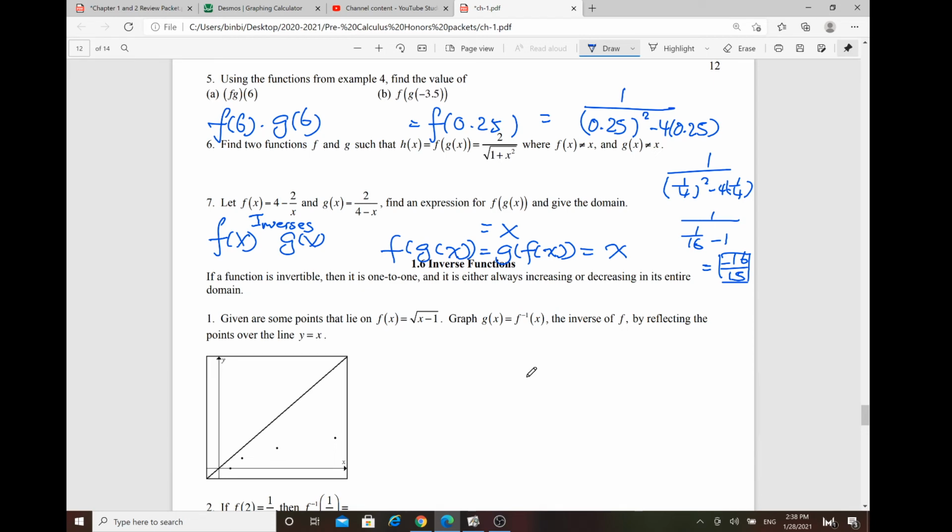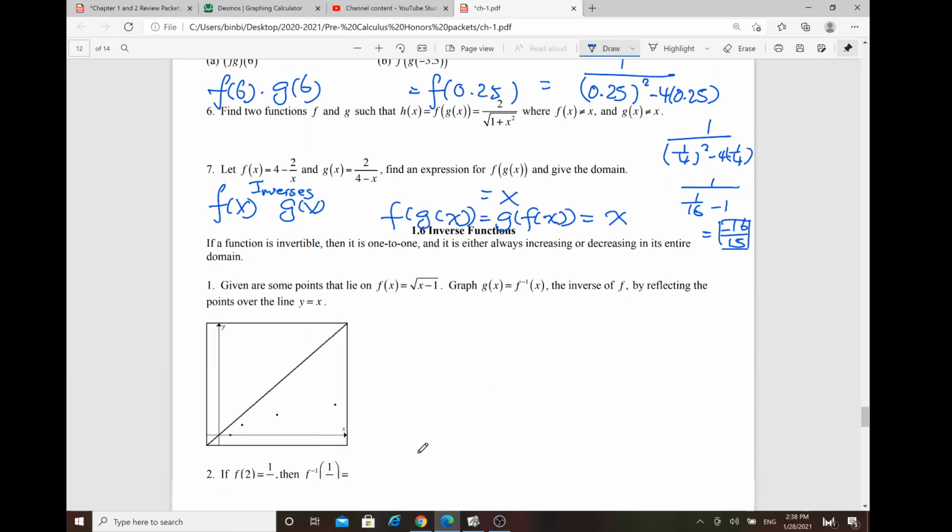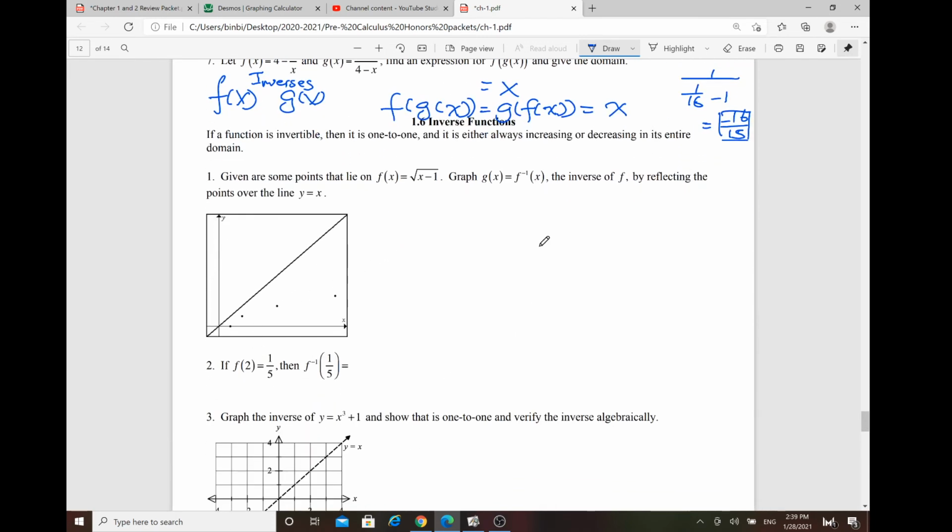So this one is linking to the inverse functions. The way to find the inverse, there's always a line of symmetry, y equals x. So give some points on the line of f of x equals square root of x minus 1. Okay, right here. And then the inverse, you just need to swap the x, y values. So just swap them. If that's 1 comma 0, that turns out to be 0 comma 1.